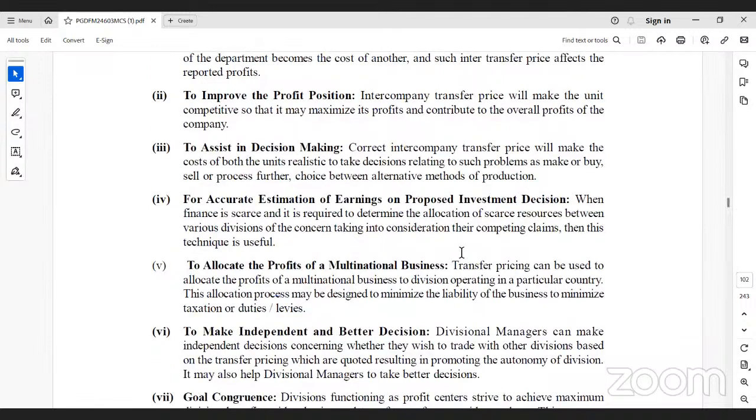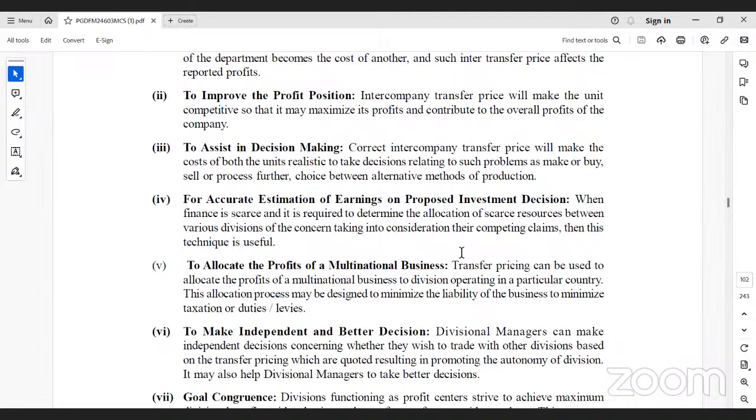Transfer pricing helps in taking various kinds of decisions, like make or buy a product, or sell or further process. Like a sugar company can produce sugar and sell it, or they can go for other processing. Also the choice between two alternative products: a textile company can focus on men's wear, women's wear or kids' clothing. So which one do they need to select?